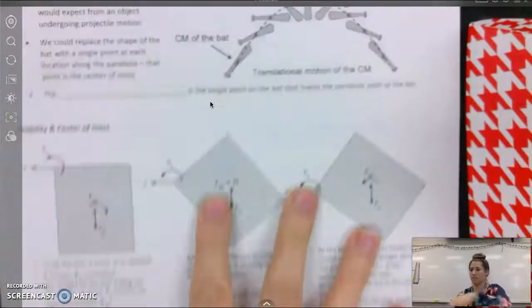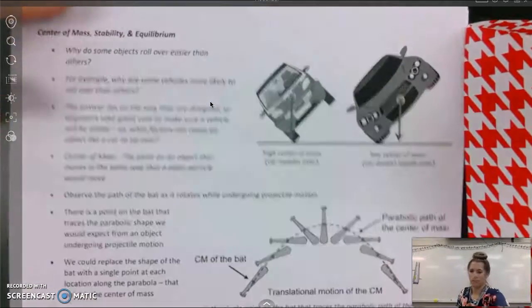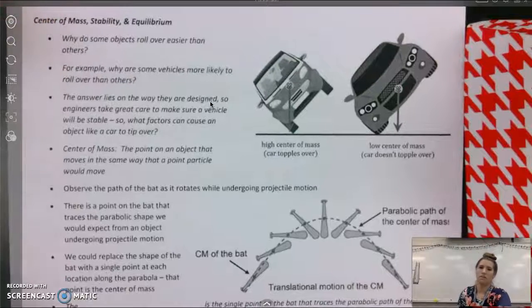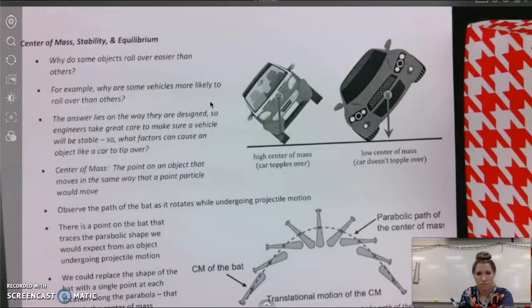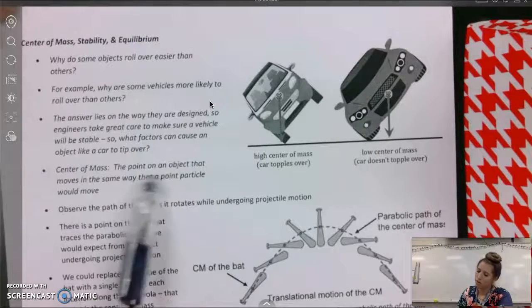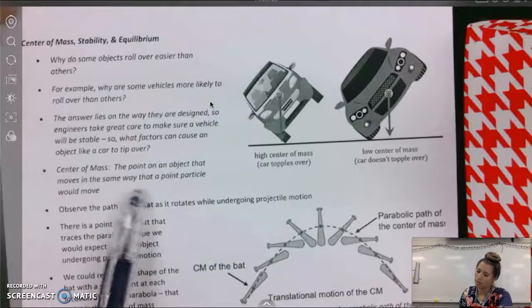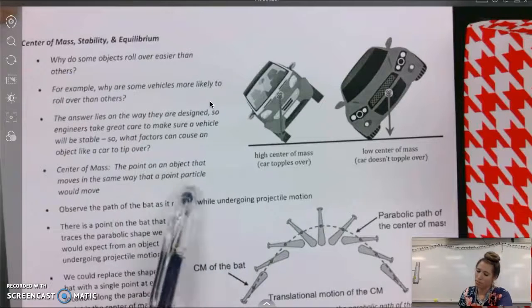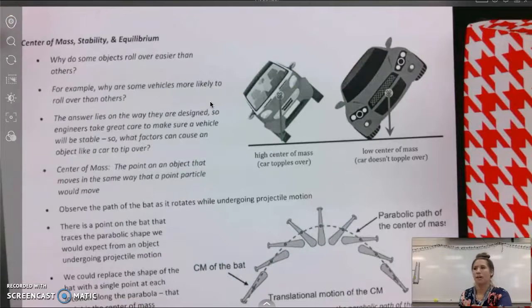Okay, now let's talk about center of mass and stability. So, center of mass. The point on an object that can move in the same way that a point particle would move. Like, where on the object would it act the same as if we took all the mass and put it in that place?